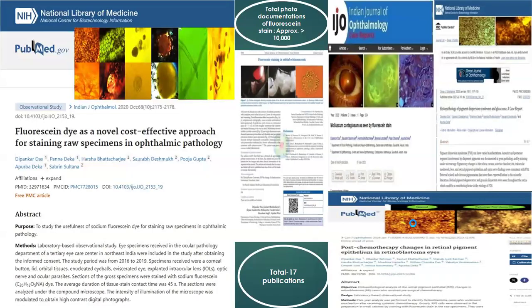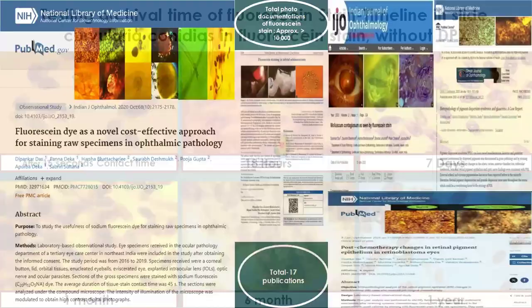These were the fluorescent stain publications. We have documented more than 10,000 fluorescent stain slides and maybe more than 100 pathologies, and a total of 17 publications have been done in the last few years after 2020.